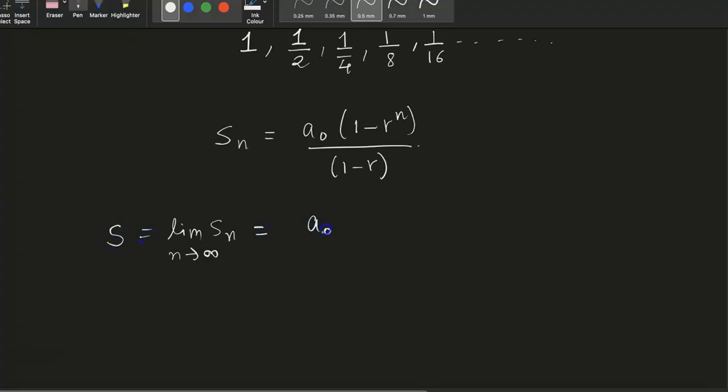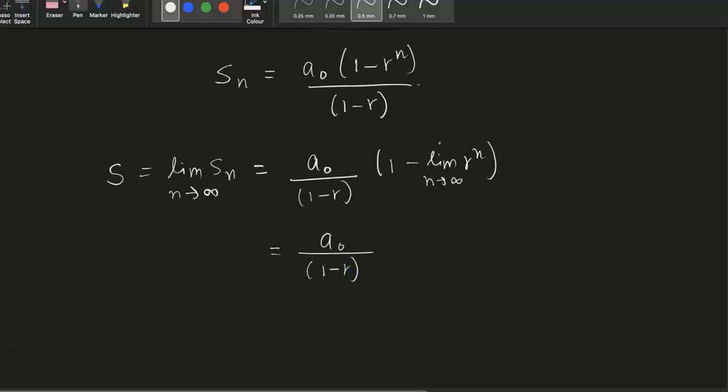So now a0 will remain as it is, 1 minus r will remain as it is, and inside you have to take the limit as n tends to infinity of r to the power n, right? These are the rules of limits. I think you know this. If you do not know this, you can just revise these rules of limits. These are simple, it's not complicated. So here, 1 minus the limit as n tends to infinity of r to the power n.